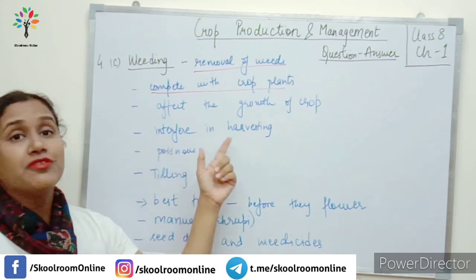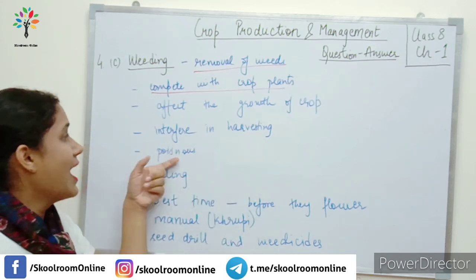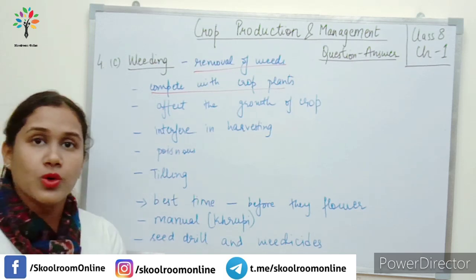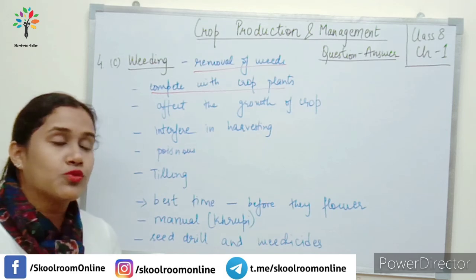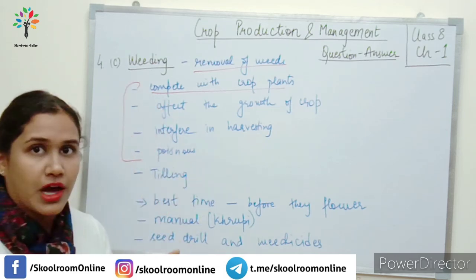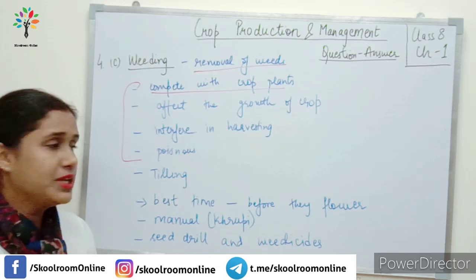The weeds also interfere in harvesting of the crop, and they might be poisonous for human beings or the animals. Okay, so they need to be removed. So this is why the weeding needs to be done. How can it be done?